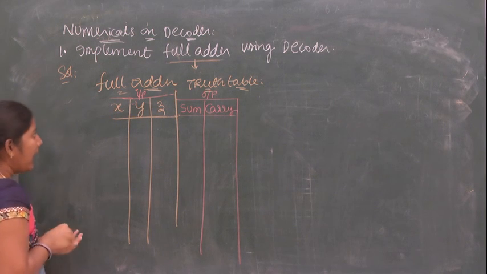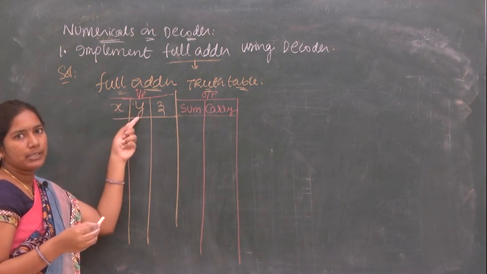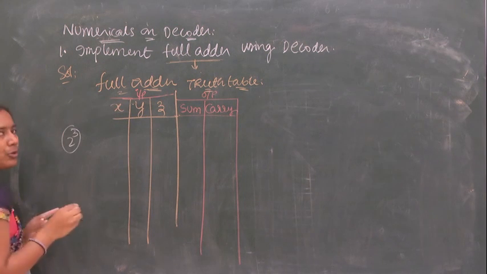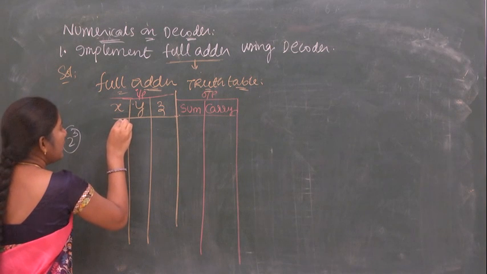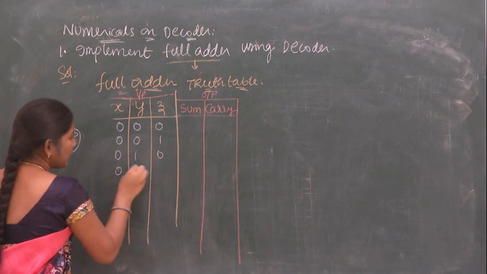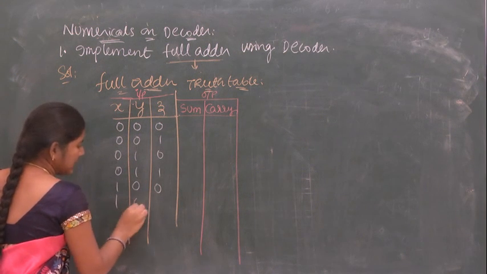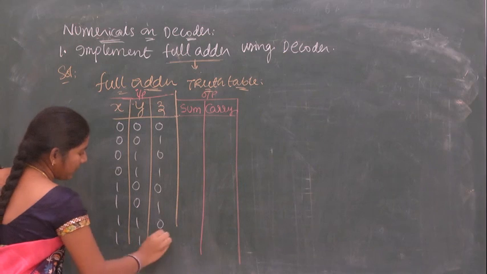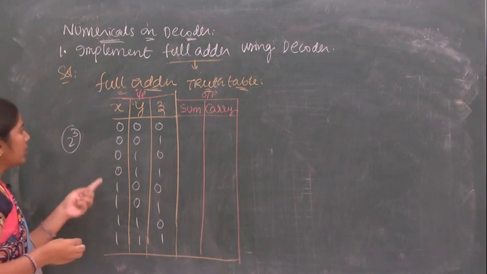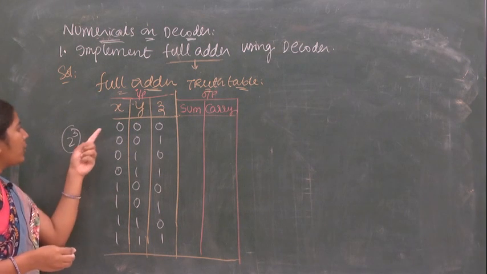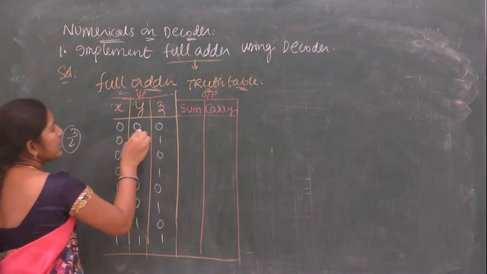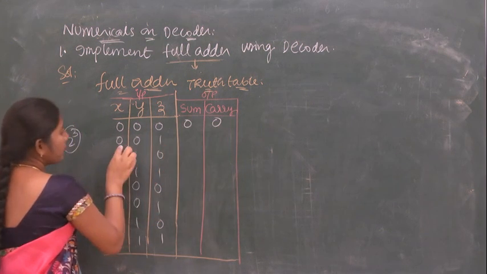Now, as we know, when we have 3 inputs in a truth table, the possible combinations are 2 cube, meaning 8 possible combinations occur, which are 000, 001, 010, 011, 100, 101, 110 and 111. These are the 8 possible combinations. For all these combinations, we need to find the sum value and carry value. Here 000 means sum 0, carry 0.